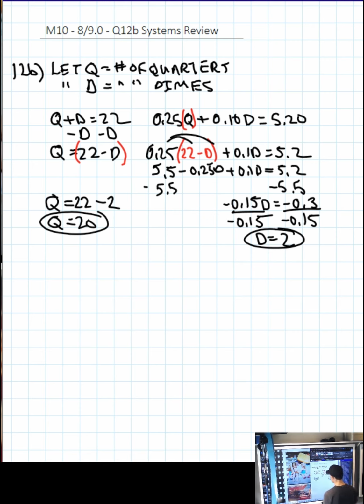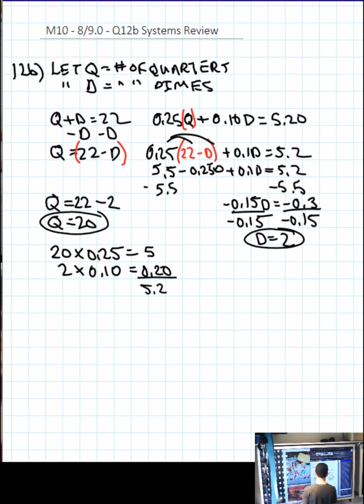Okay, let's check our answer. So the value of our quarters will be 20 times the value of a quarter. So 20 times 0.25 will be $5. And then we have 2 times the value of a dime, which will equal 20 cents. And when we add those up, we get $5.20, our goal. We know that we are correct.